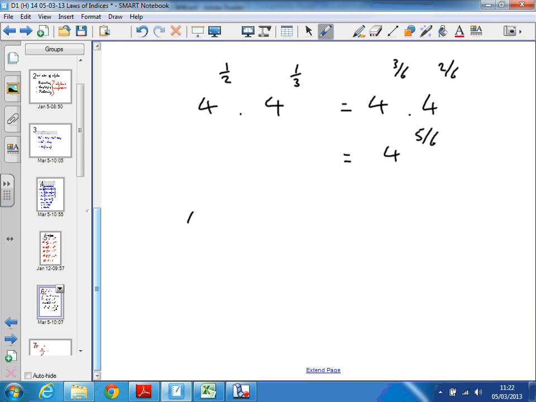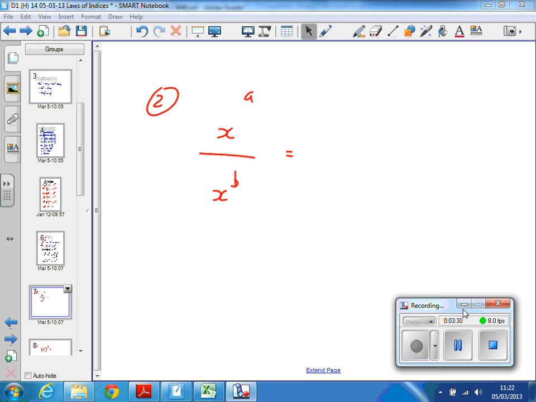What about this? 4 to the power 8 multiplied by 4 to the power minus 5. What would that be? 4 to the power 3. So the same rule applies whether or not they're whole numbers, negative numbers, fractions. Okay? You just add the powers.